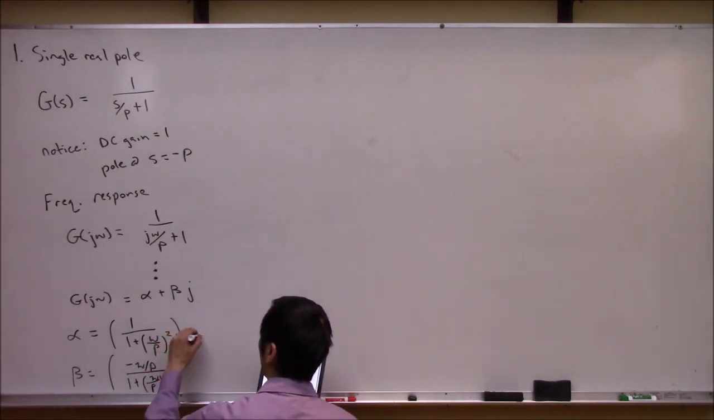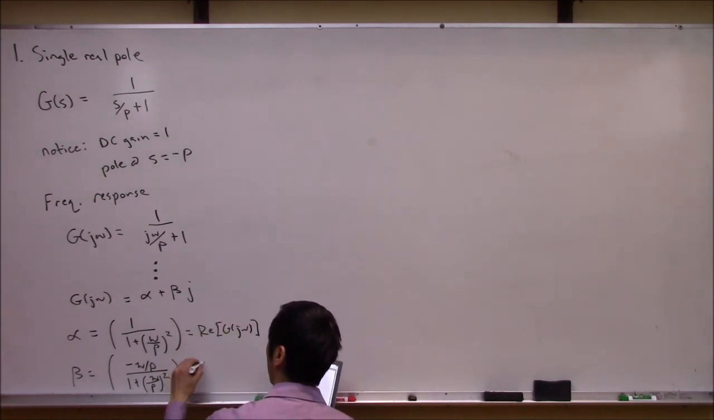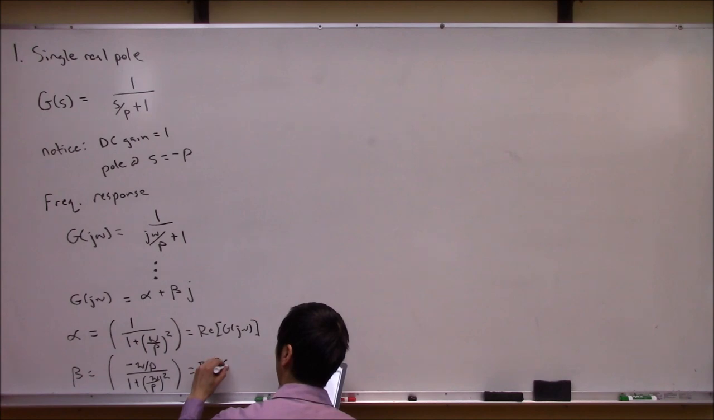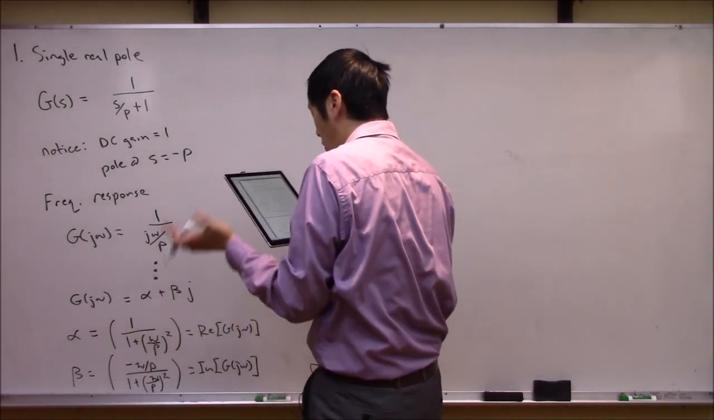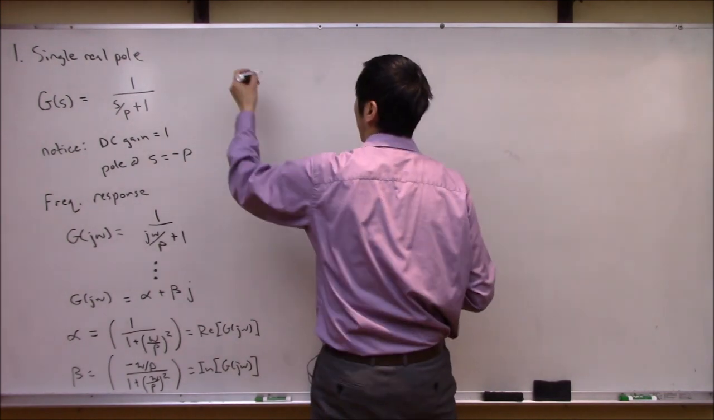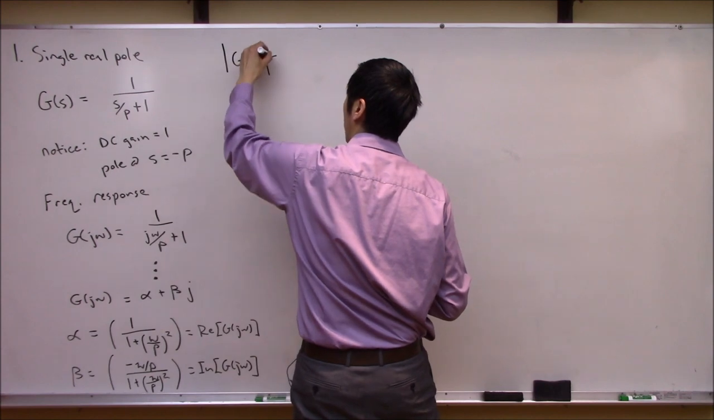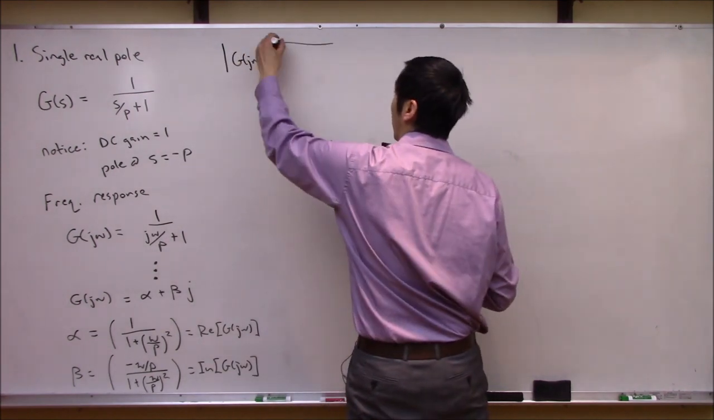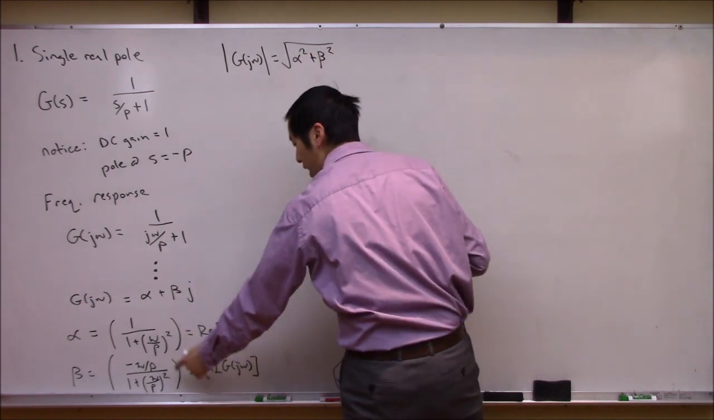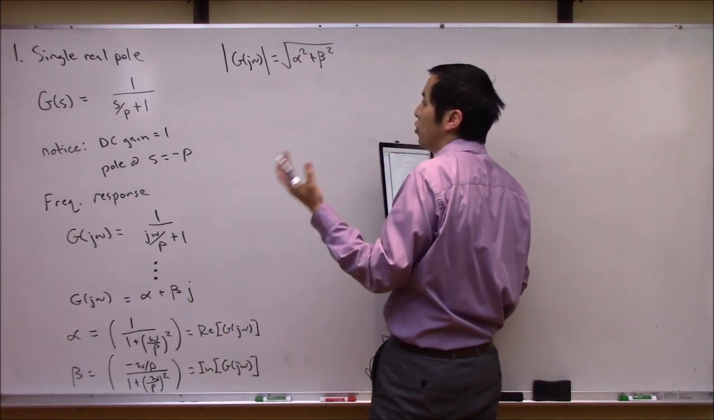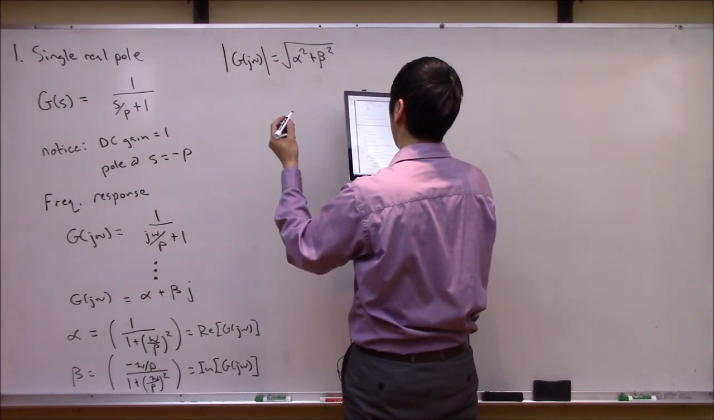So here's the real part of G of j omega, and here's the imaginary part of G of j omega. Okay, so all we have to do now to get the frequency response is look at the magnitude of G of j omega, which we said earlier was just the square root of alpha squared plus beta squared. So again, boring algebra. Take these two things, jam them in here, do some algebraic manipulation in Mathematica, and what you'll end up getting is this thing.